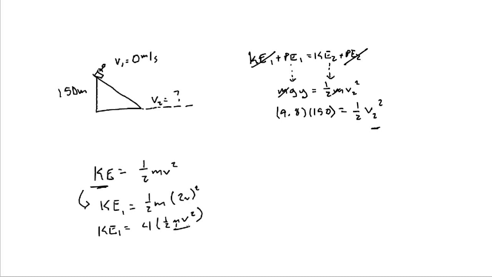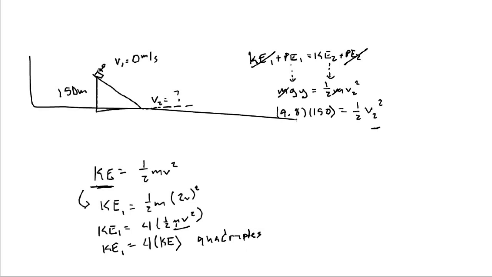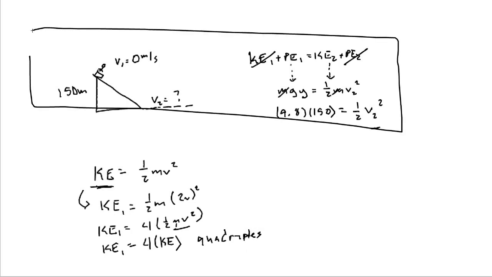Well, this 1/2 mv squared is my original kinetic energy. So KE1, or the kinetic energy where my speed is doubled, is 4 times as big as my original kinetic energy. In other words, the kinetic energy quadruples. Okay? So, this problem right here will greatly help you on your test when dealing with conservation of energy.